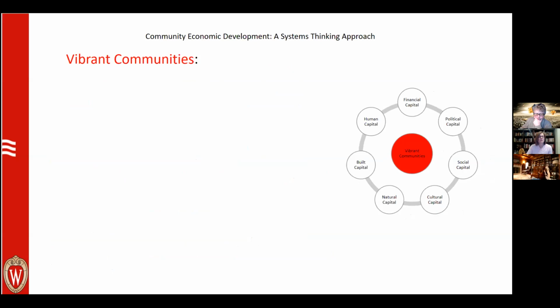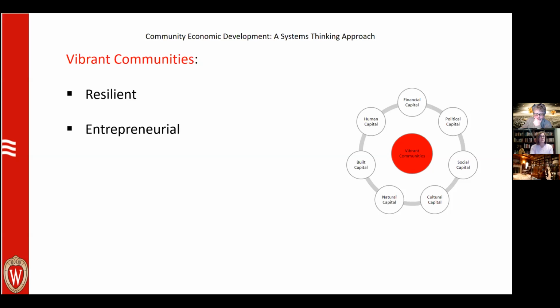So the key here is we want vibrant communities. And what do we mean by vibrant communities? We want resilient communities. How fast is the community going to bounce back from this coronavirus scenario? How fast can the community bounce back from a major employer shutting down or a natural disaster like a tornado coming through? A lot of the research suggests it's things like economic mix, how diversified the local economy is. A lot of it hinges on social capital. The levels of social capital within the community are really a major driver of resiliency.